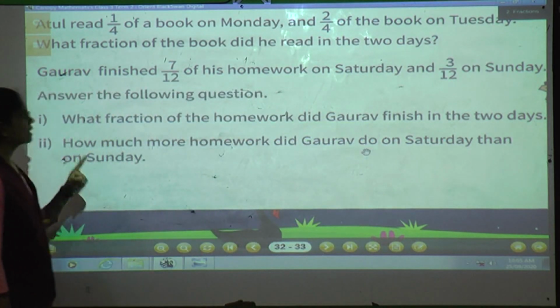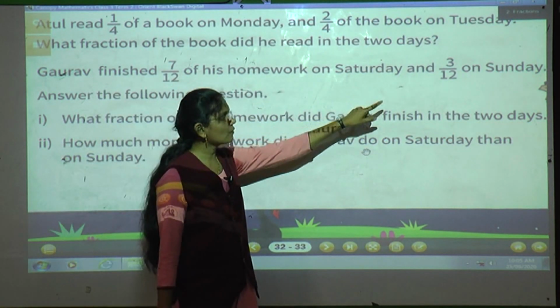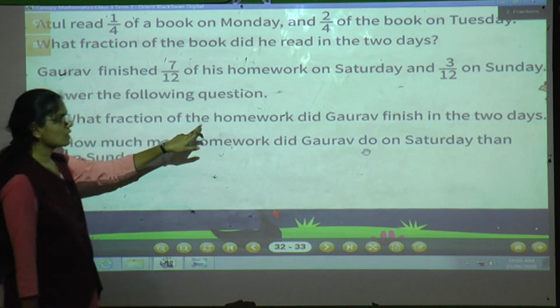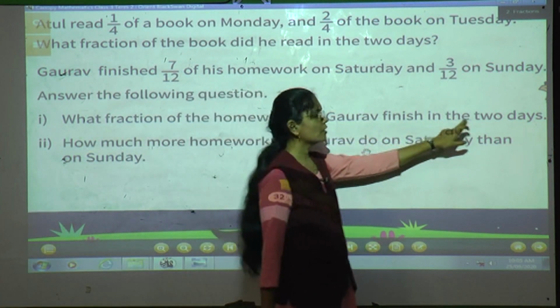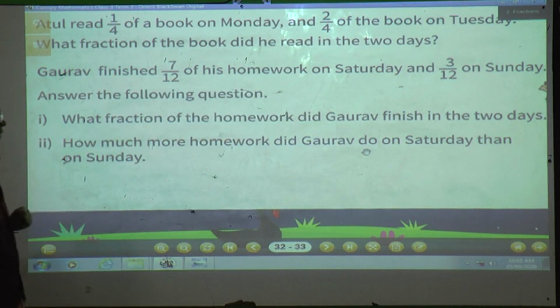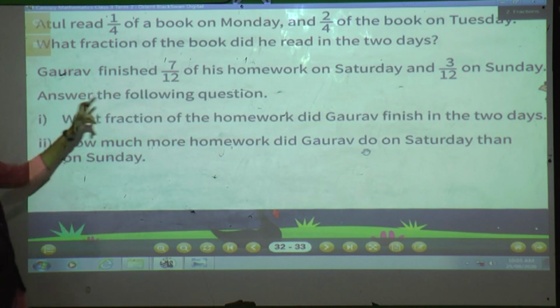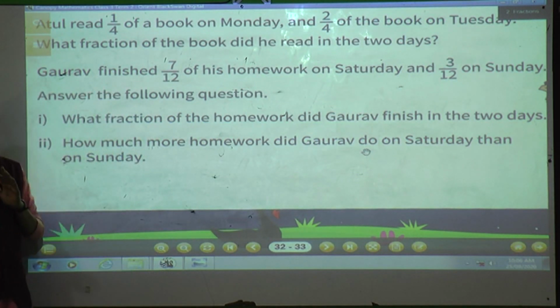See here, on Saturday he finished 7/12 and on Sunday he finished 3/12. And the question is, what fraction of the homework did Gaurav finish in the 2 days? So what you have to do? You have to do the addition. 7/12 plus 3/12. Okay, 7 plus 3 is equal to 10. So 10/12 of the homework Gaurav finished in the 2 days.